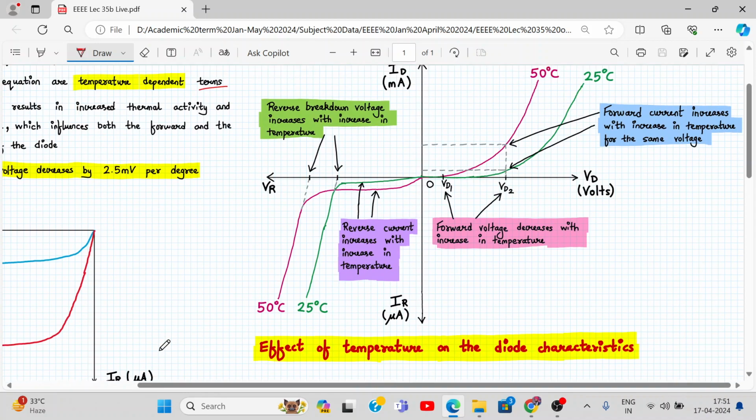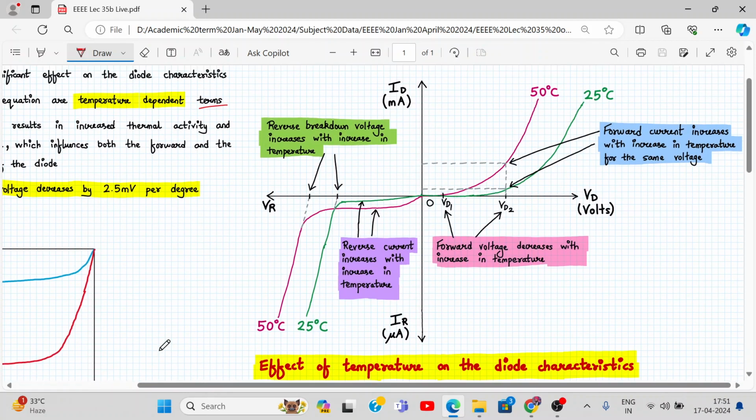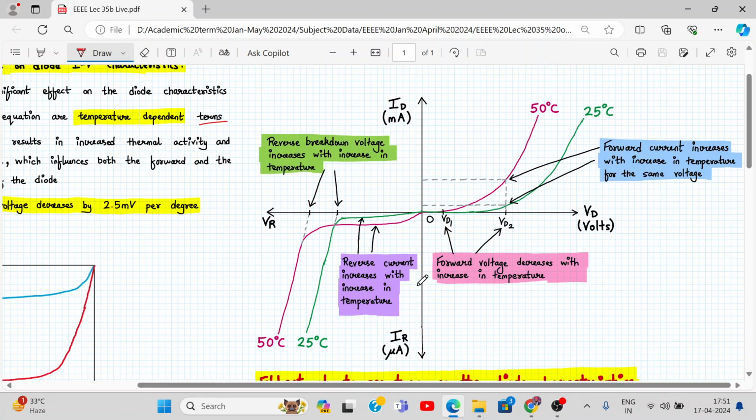Now, we'll see the overall effect of temperature on the diode characteristics. I have drawn two curves, one at 50 degrees and one at 25 degrees. As I've already shown you, the forward voltages VD1 and VD2 decrease with increase in temperature. So if I operate at 50 degrees Celsius, I'll have a lower forward voltage, and at 25 degrees Celsius, I will have a higher forward voltage. Also, the forward current increases with increase in temperature for the same voltage.